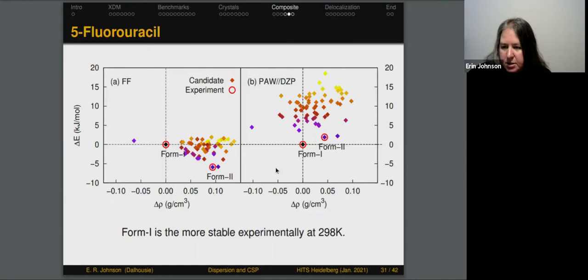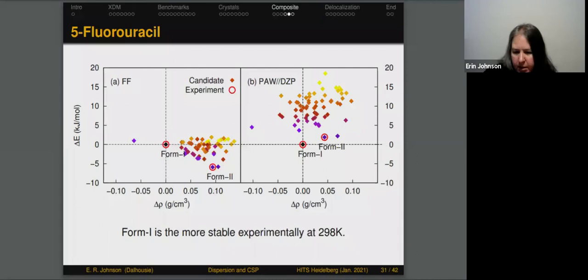What's very nice here is that form one is known to be the more stable form experimentally, and that's recovered with the DFT. The reason that form one is predicted to be so artificially high in energy with the force field is that it contains fluorine-fluorine contacts, which are ill described by the force field used here.